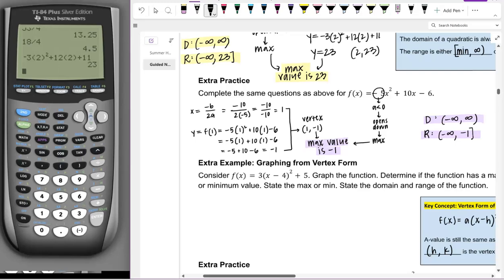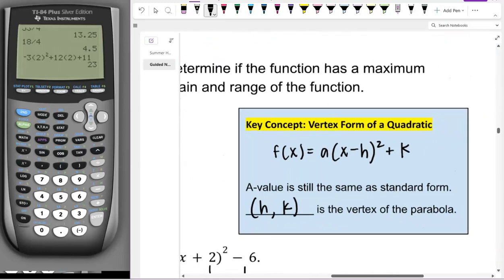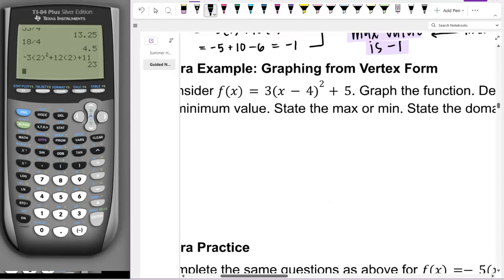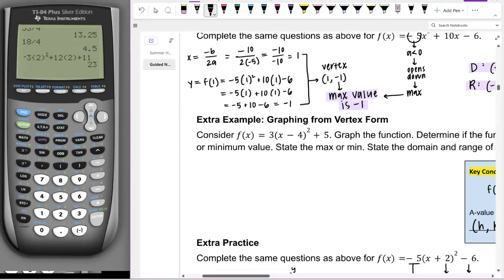So you'll notice this one's not in standard form. This is vertex form. Let's go to this box real quick. Vertex form looks like this: f of x equals a times the quantity x minus h squared plus k. In this function, x is still the variable. A, h, and k will all have numbers. So a is still the same as standard form, but then h and k are a little different. H and k help you find the vertex. H comma k is the vertex of the parabola. That's why this is called vertex form. So this is really helpful and super easy to find the vertex.